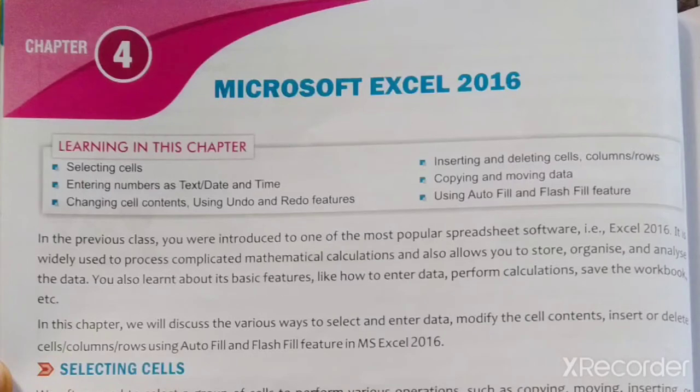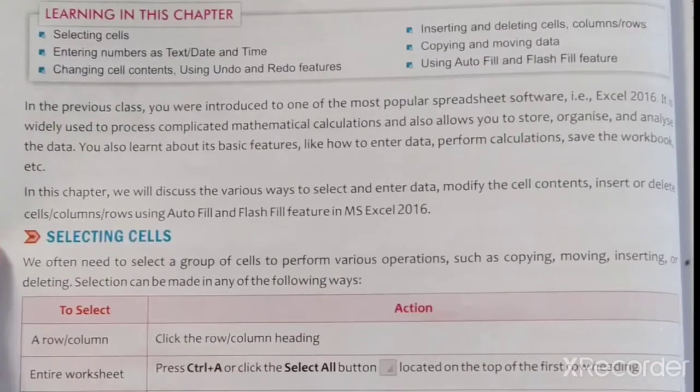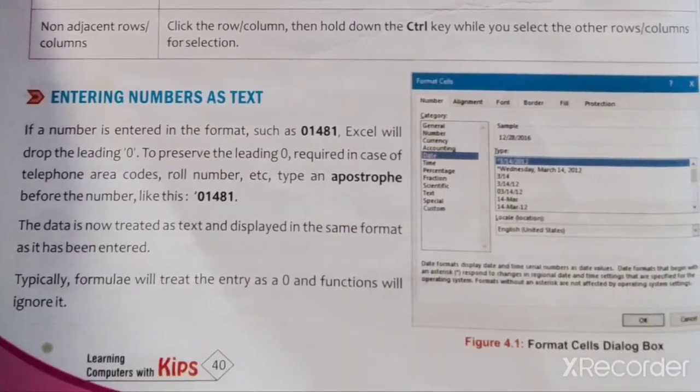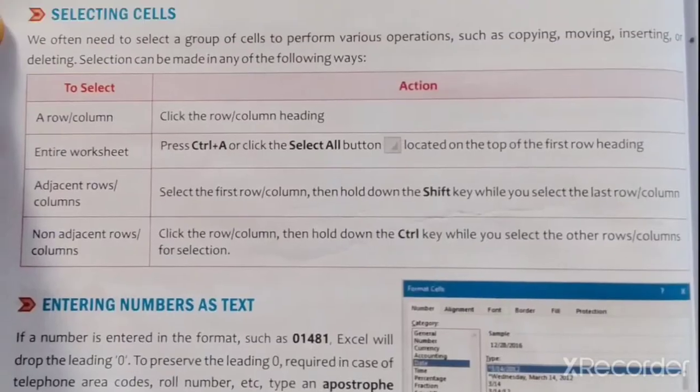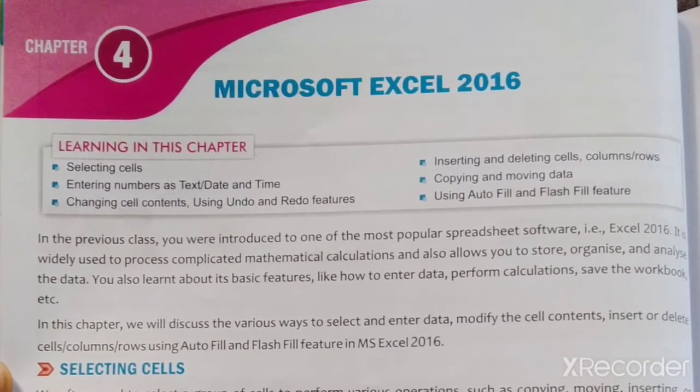So, today we are going to start a new chapter as you can see on the screen. Chapter number 4, Microsoft Excel 2016. And please open your computer book and open your page number 40 of your computer book. You can see page number 40. On page number 40 you can see chapter number 4, Microsoft Excel 2016. And today we are going to discuss the concept of Excel.